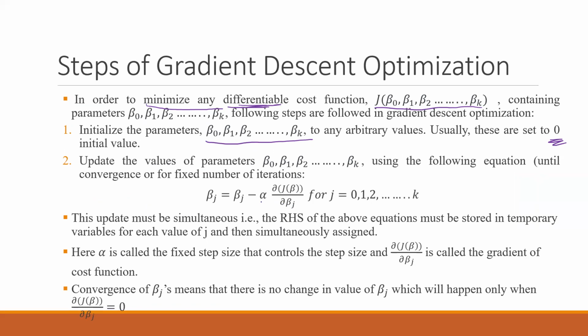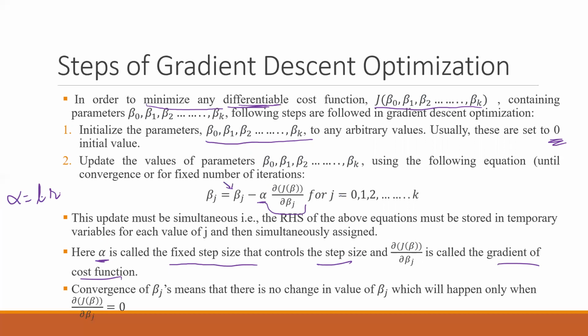Now here my alpha is the learning rate. We have written here that alpha is the fixed step size that controls the step size. And this delta J(beta) upon delta beta j is called the gradient of the cost function. These two things have to be multiplied and then subtracted from the current beta j value, and then the value will be updated.